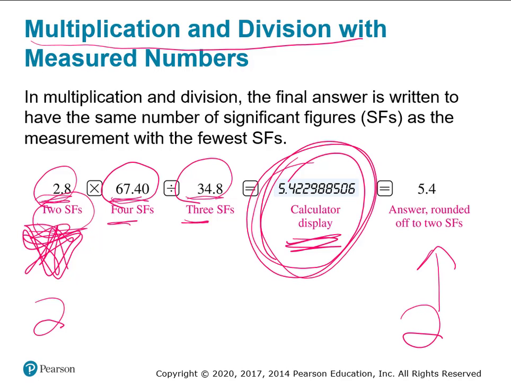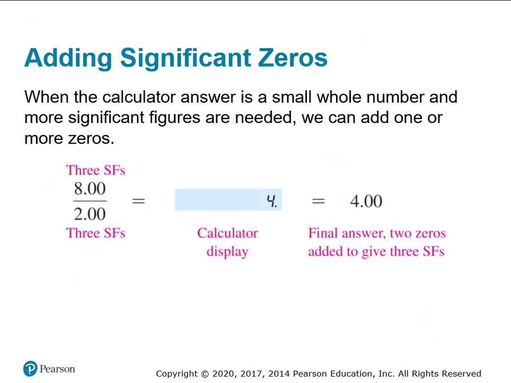So you take your big old calculator display and you simply go 1, 2, draw a line. Will that 2 do anything to that 4? No. Your final answer would be 5.4. Now be careful when you're using your calculator. What if I had 8.00 divided by 2.00? And you plug that into your calculator, it's going to tell you 4. So it's easy to just write down your answer of 4.